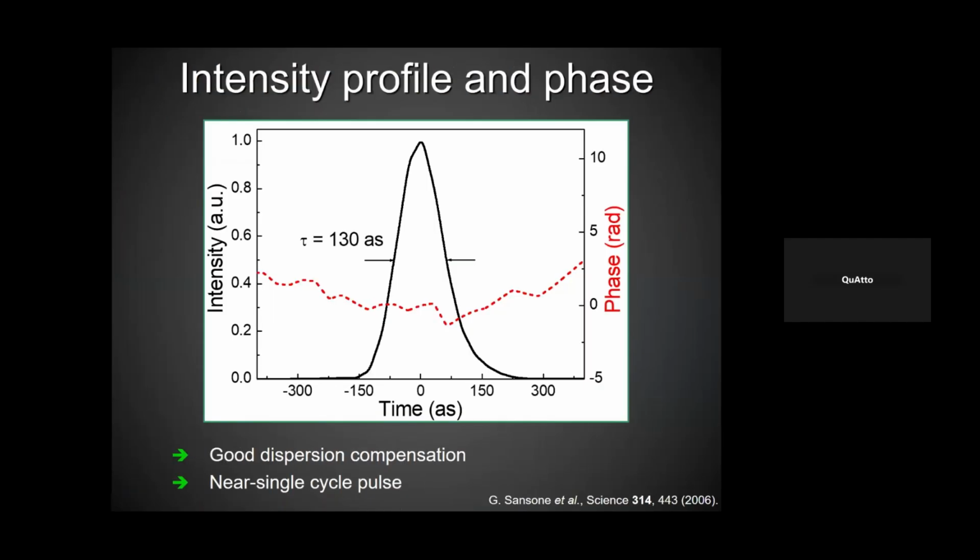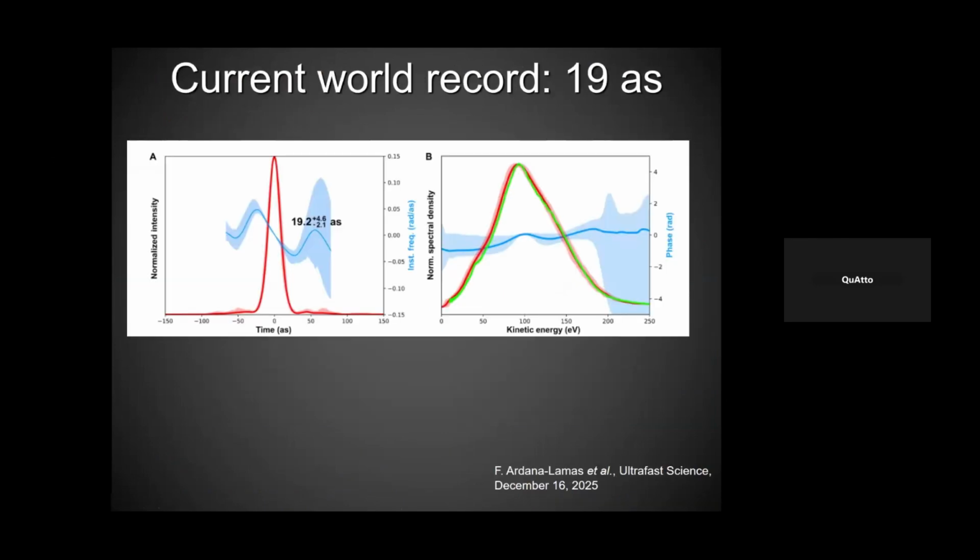And with this, we could characterize, now almost 20 years ago, 130 attoseconds, which was near a single cycle pulse. Now, of course, in the last years there has been a lot of progress on the generation of isolated attosecond pulses.